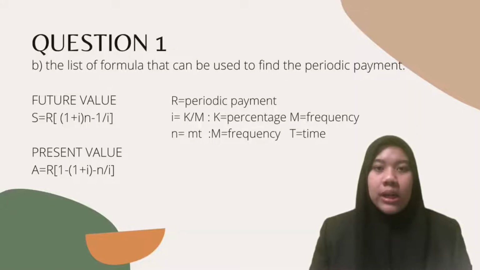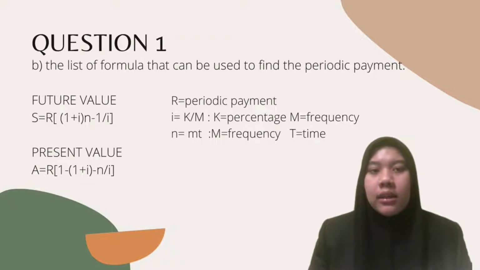Answer for question 1B, it is future value and present value formula. This formula can be used to find periodic payment. For future value, we have R bracket 1 plus I power to n minus 1 divided by I. And for present value, we have R bracket 1 minus bracket 1 plus I bracket power to negative n divided by I. R is periodic payment.